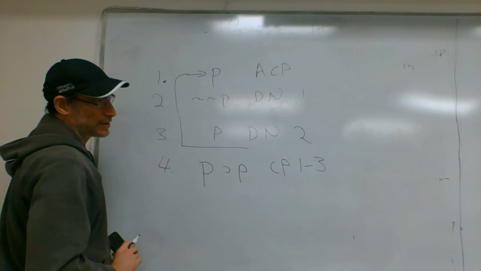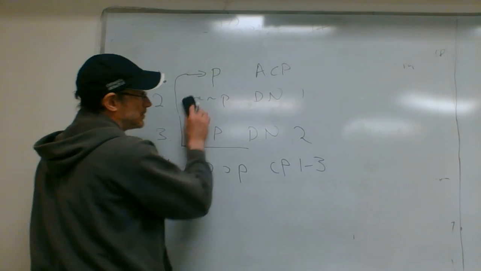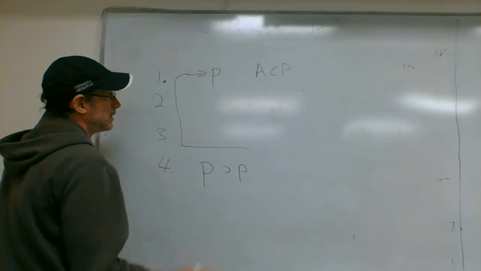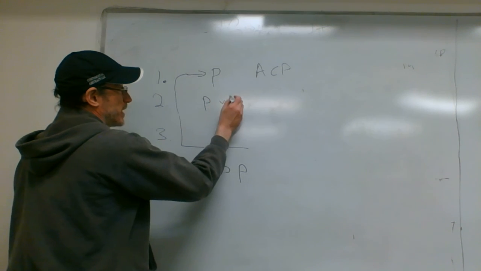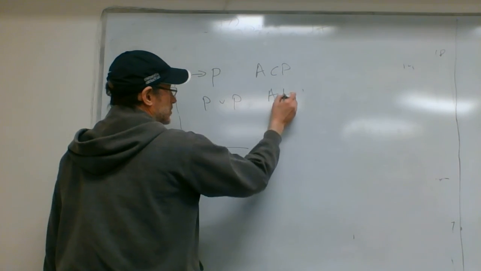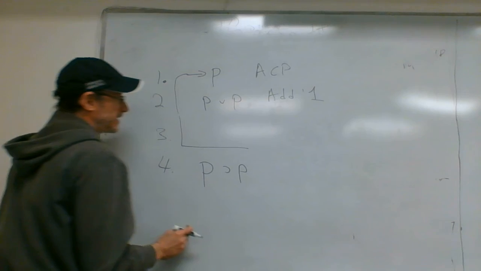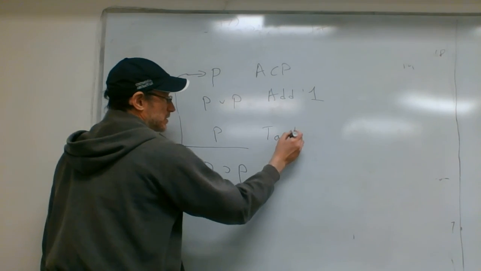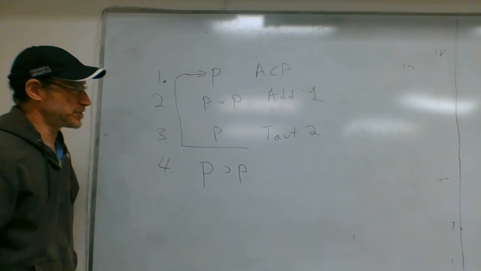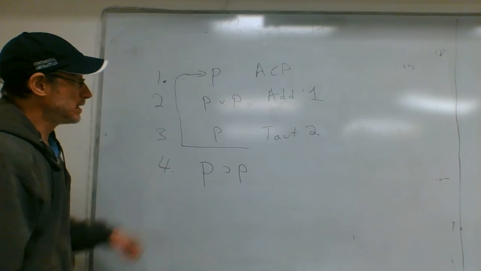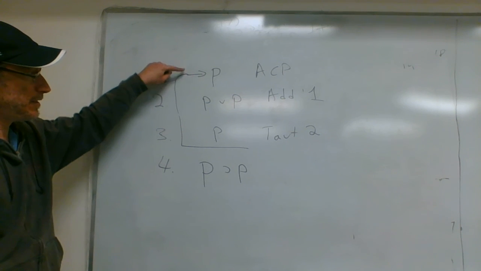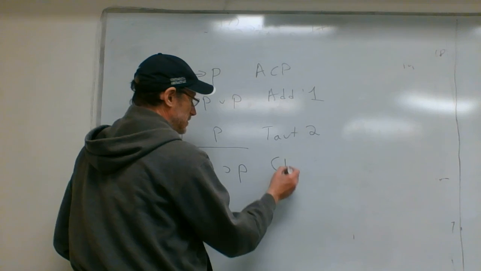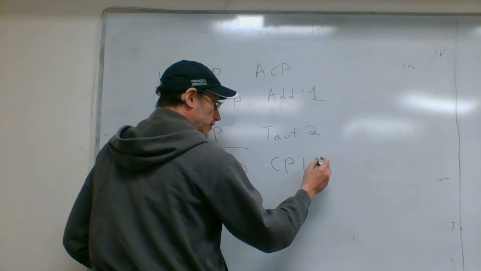Another thing we could have done is, we could do addition and just cleverly wedge on P itself. Addition on 1, and now we could say P wedge P, remember the rule of tautology. Tautology on 2 allows us to exchange P wedge P for P. So we have P, we've proven that if P is true, P is going to be true. So we say CP on 1 through 3.